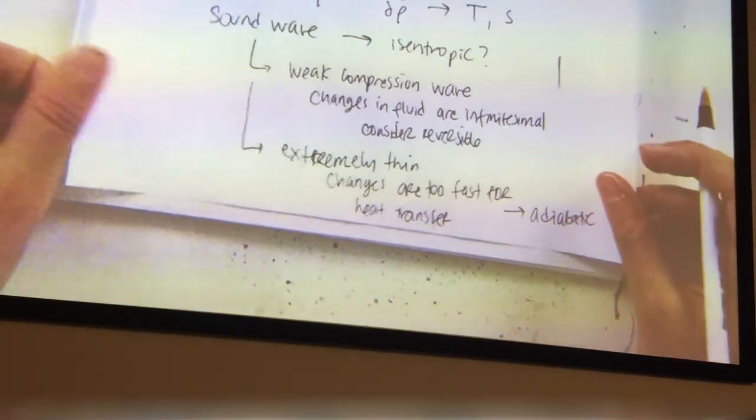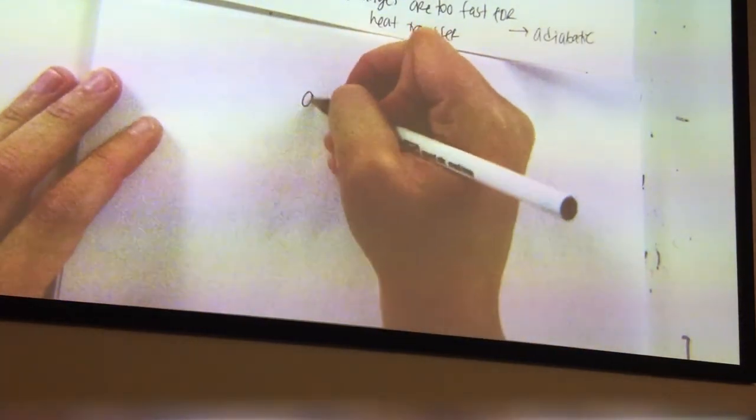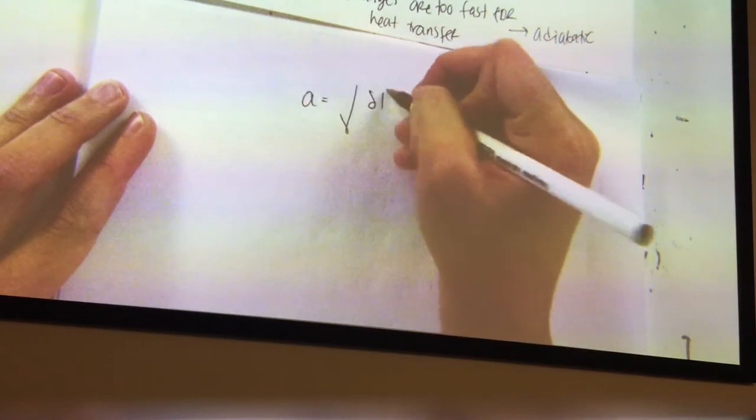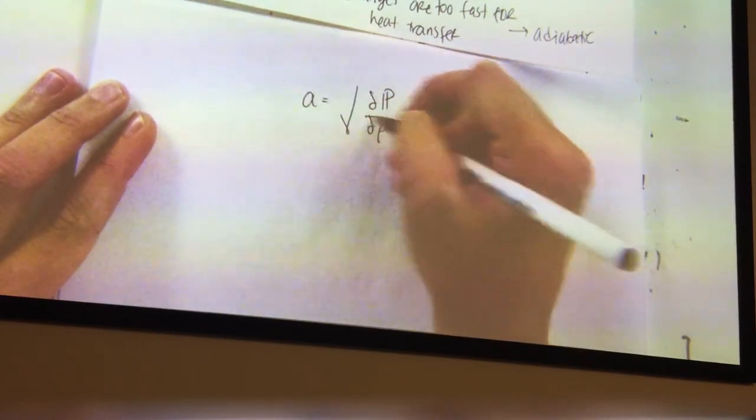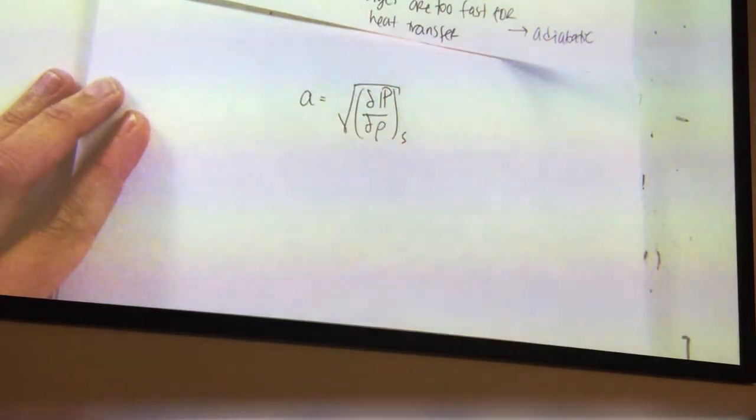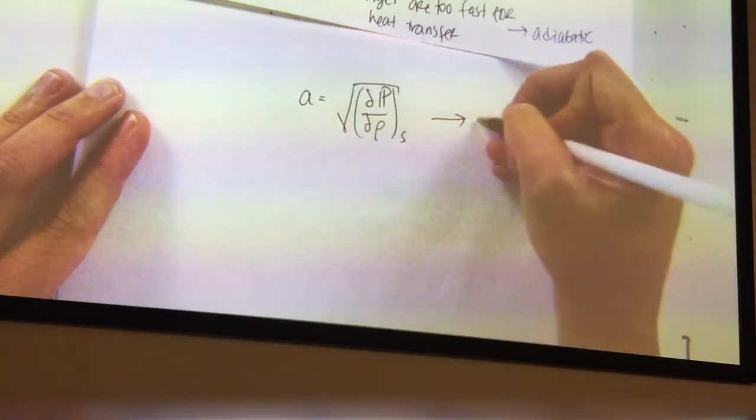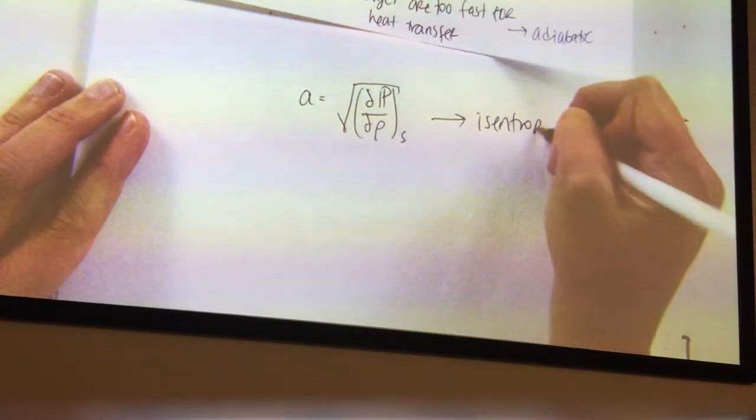So because of that, this is isentropic. We can just rewrite this representation for A in terms of just mentioning that. So A is the square root of the partial of P with respect to rho at constant S. So basically, it's just saying that it's isentropic.